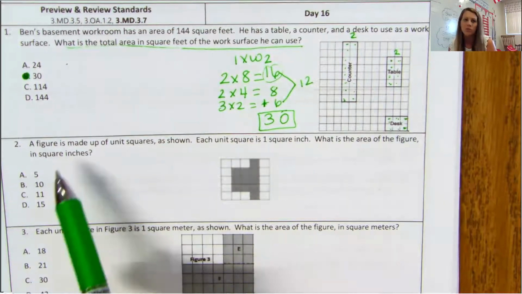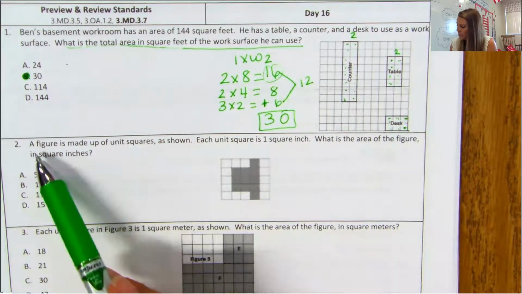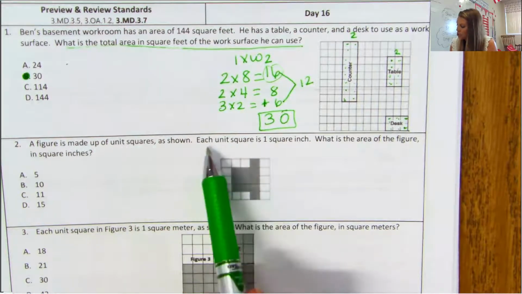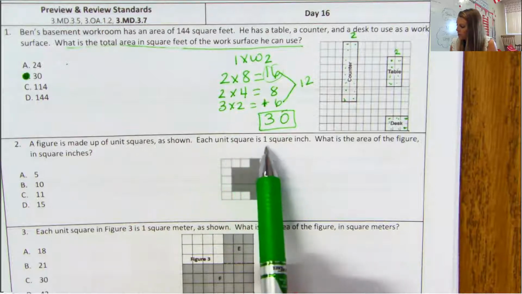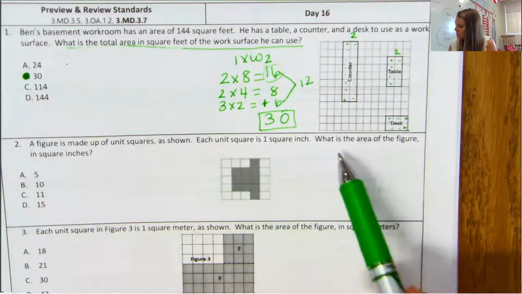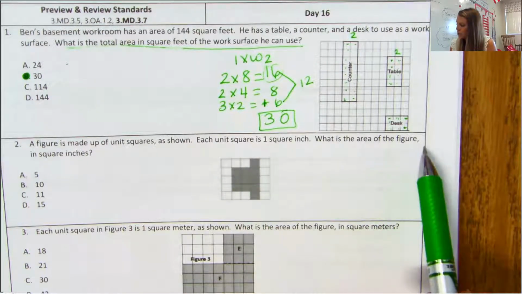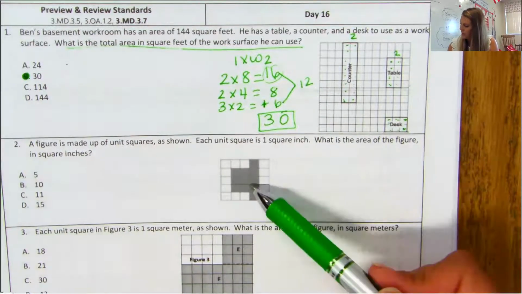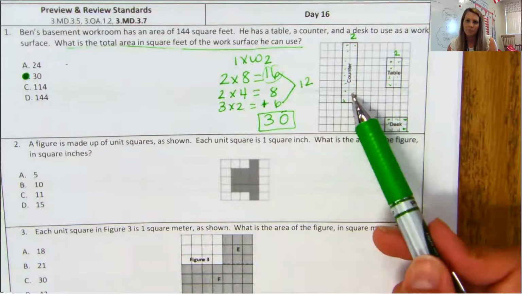All right, let's see if you can do number 2. A figure is made up of square units, as shown. Each unit square is 1 square inch. What is the area of the figure in square inches? Now let's stop and look at this shape, and let's look at this shape. What's different?